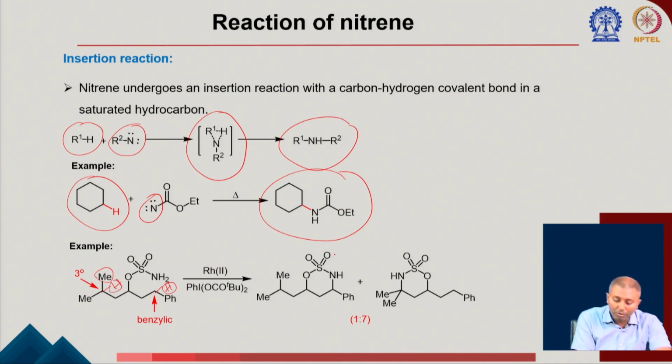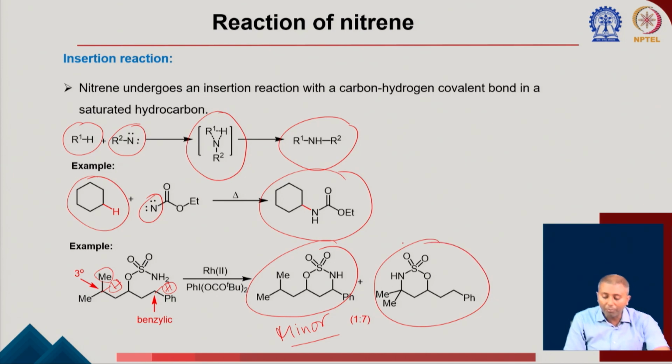So these are the different types of CH present. Abstraction from the benzylic CH is the minor product, and abstraction of this hydrogen, the 3-degree hydrogen, is going to be the major product. From this result we can clearly see that electronics play an important role. That means the CH insertion depends on how electron rich the CH group is, which is one important factor here. This hydrogen will be more electron rich compared to the benzylic one, and that is why the abstraction happens from this particular CH as the major product.